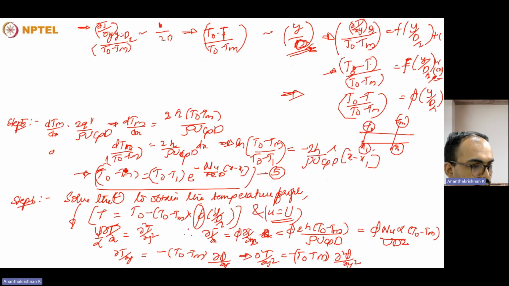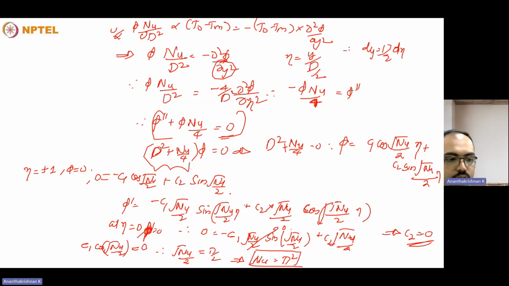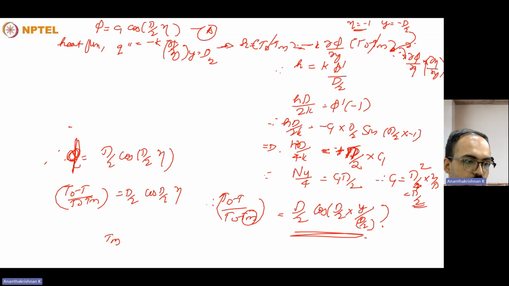The mean temperature variation T0 minus Tm could be written as T0 minus T1 at a point where the x dimension is x. We could write it as e raised to minus Nusselt number divided by Peclet number into x minus x1. So we substitute that and we'll get the value of the actual temperature profile.